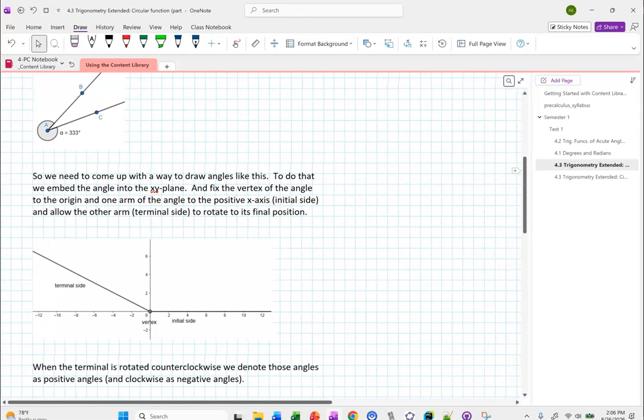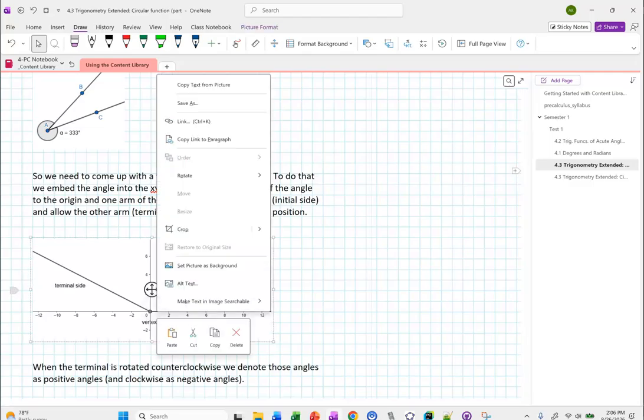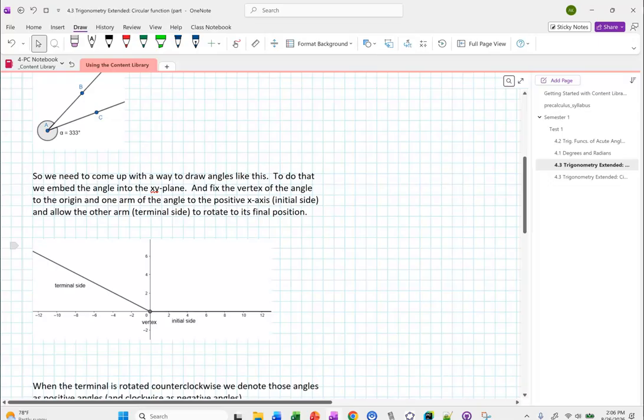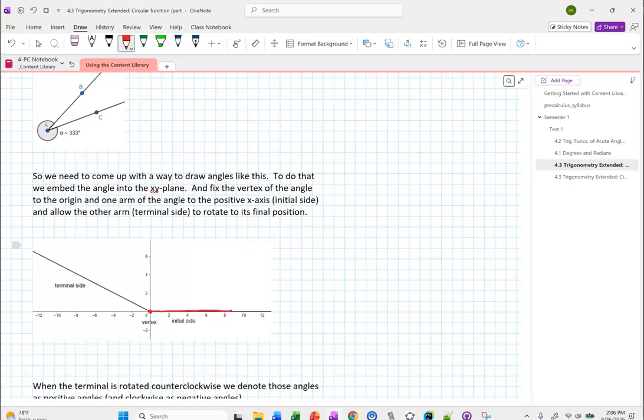And we're going to let that rotate however many degrees we need to, and that'll represent our angle. We call that arm of our angle that rotates the terminal side. So in this picture that we've drawn, we have our angle. We have our initial side. And then we rotate that initial side to the end, and we call that the terminal side.